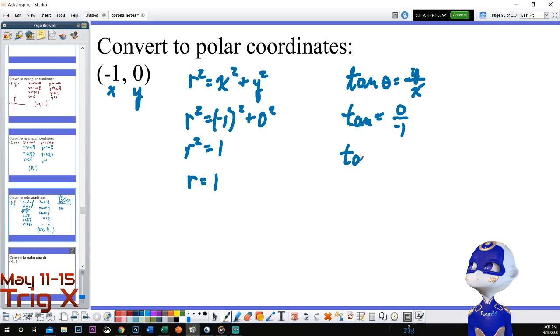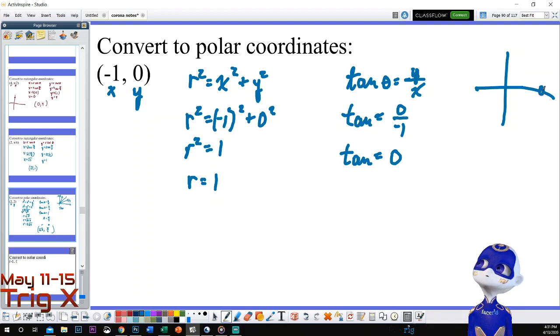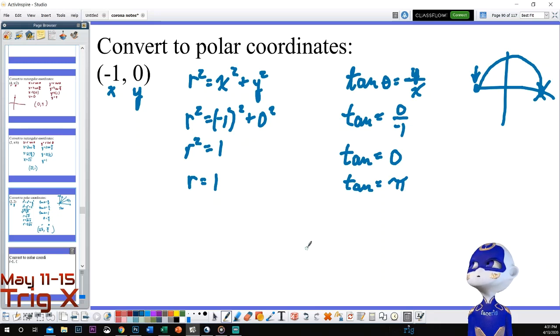Now I have to figure out, where does tangent equal 0? Well, it equals 0 at a couple different spots. It equals 0 right here, but there's also somewhere else where it equals 0. So right here, you saw that this was the point -1, 0. So that means that point is actually right there, not here. So in order to get to this point on the unit circle, I would have to travel an angle of, hopefully you guessed it, pi. So this angle should be pi.